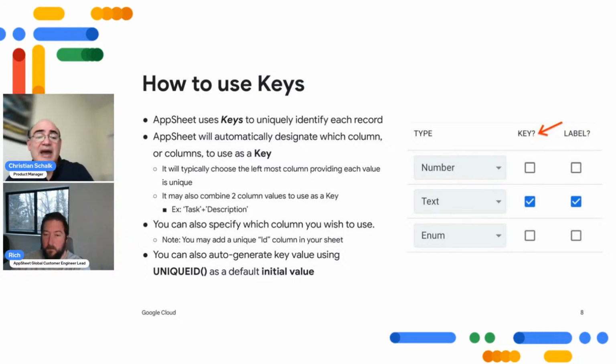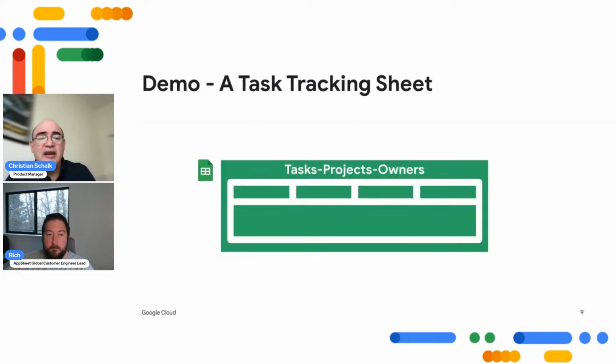And then you can also add a small function called unique ID. Whenever you create a new record, you can set the unique ID into the ID column that you create, thus ensuring uniqueness for your rows. Okay.